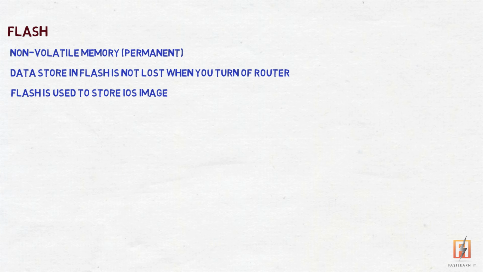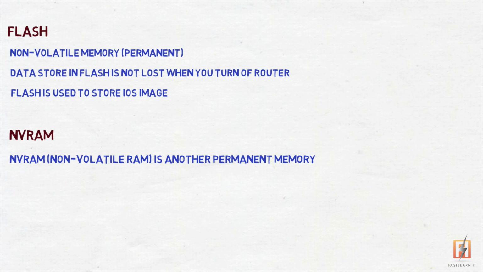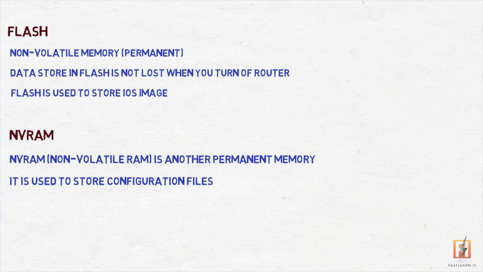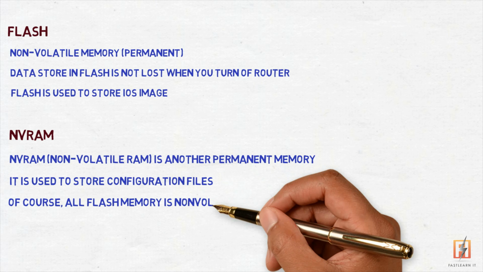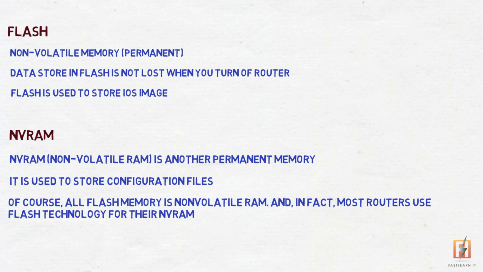Next, NVRAM. NVRAM is another permanent memory. Data stored in NVRAM also remains safe. A router or switch uses NVRAM to store configuration files. Most newer routers use flash technology for their NVRAM, which means NVRAM is part of flash memory. You can take as examples the Cisco 3750 switches and Cisco 2960 switches.